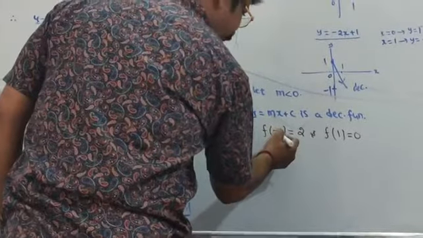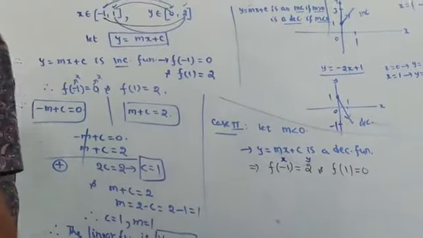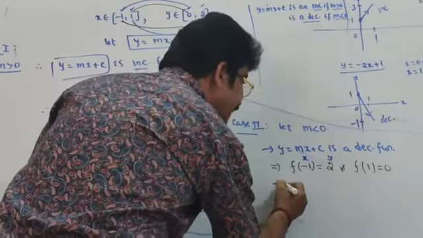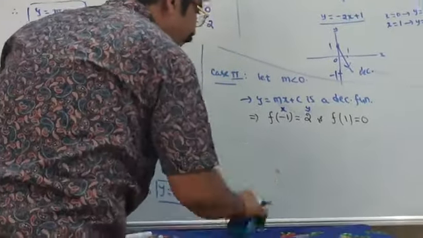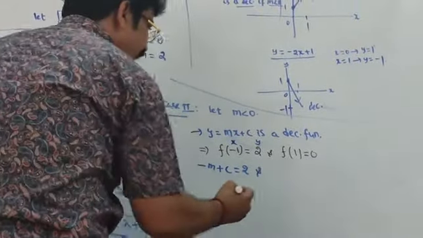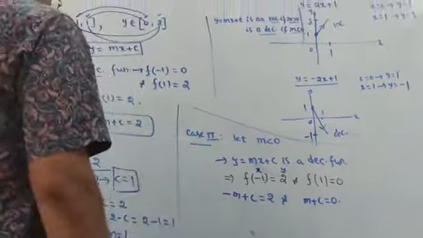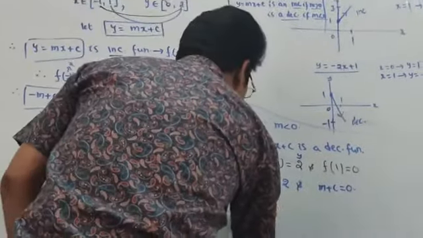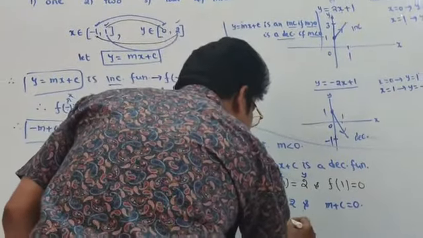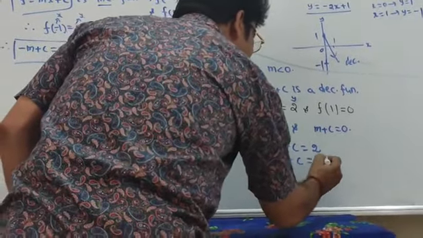As usual, by using these two equations we get m, c. So f of minus 1 comma 2 means put x equal to minus 1 and y equal to 2 in the equation y equal to mx plus c. So minus m plus c is equal to 2, and f of 1 gives m plus c equal to 0. So minus m plus c is equal to 2 and m plus c is equal to 0.